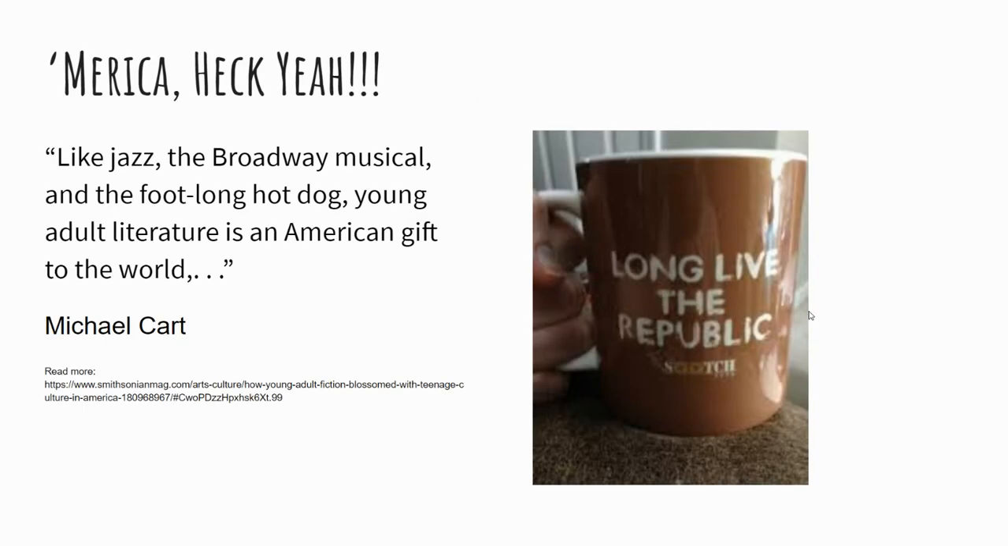Finally, as we go through this intro, I think it's important to understand that adolescent literature, young adult literature, is an American invention. It's an American phenomenon. I hope it's more nutritious than a hot dog. I don't know if it rises to the level of jazz, because jazz, I think, is one of the ultimate American art forms. But I do think it's important to understand that young adult literature, adolescent literature, is something that Americans have created and developed.